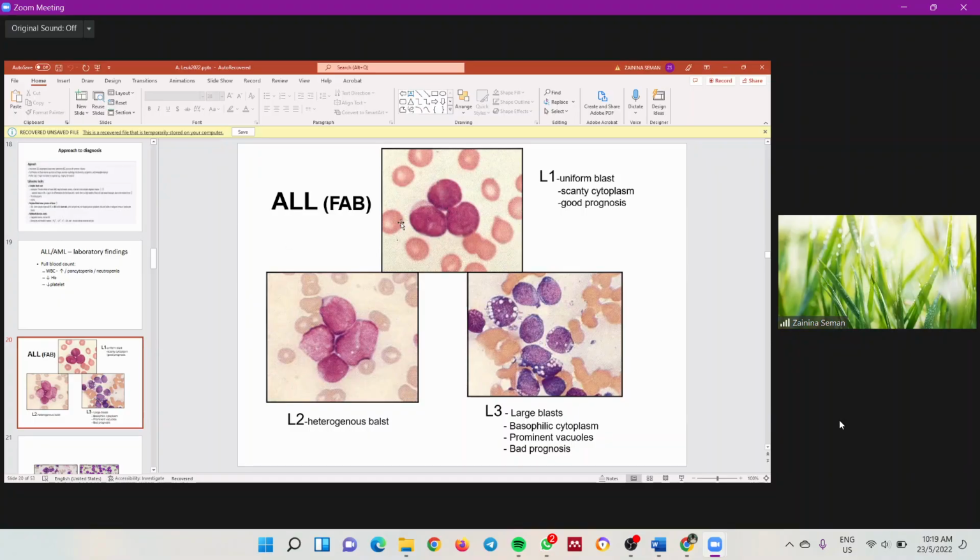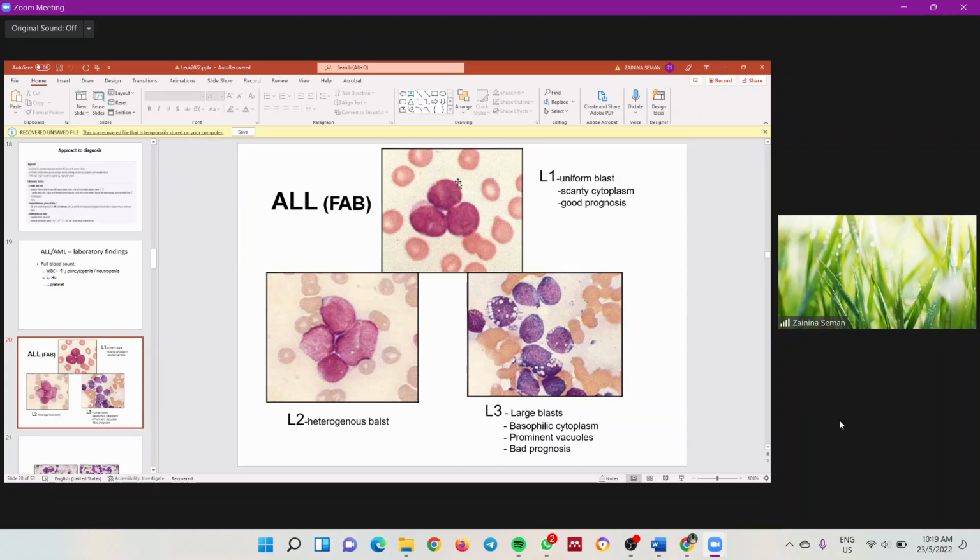This is the old classification, but we still use this name because it classifies the leukemia based on the cell morphology. So once you look at this blood smear under the microscope, the lymphoblasts look different, and you are able to classify whether they are L1, L2, or L3. I don't expect you to be able to classify like this. So this is nice to know for you.